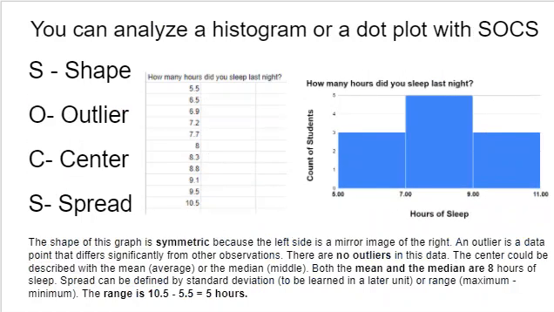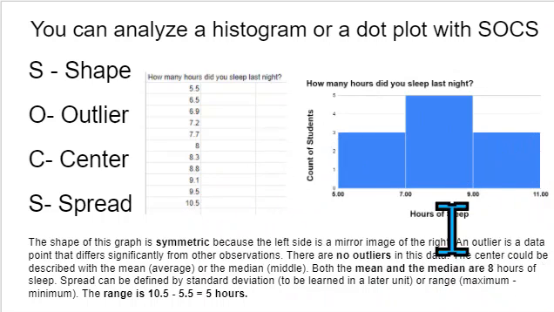When you analyze a histogram or a dot plot, you can use SOCS. SOCS is just to remind you to do shape, outlier, center, and spread. We say that the shape of this graph is symmetric because the left side is a mirror image of the right. An outlier would be a data point that differs significantly from the other observations. So in this case, since this is a symmetric graph and there are no outliers all the way on the side, we say there are no outliers in this data.